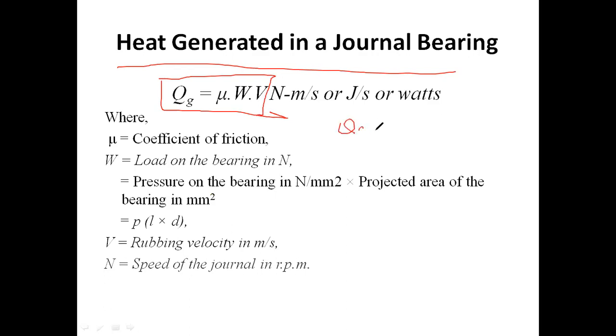Qg is equal to mu W v. This is the formula. The unit is Newton meter per second or joule per second or watt. Okay, this is the unit.